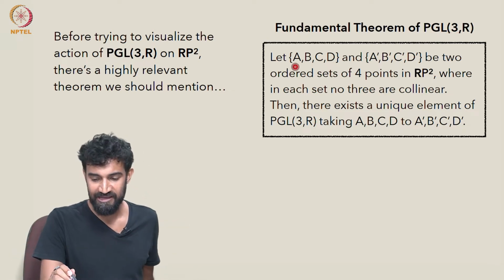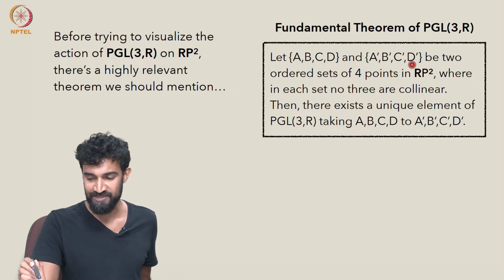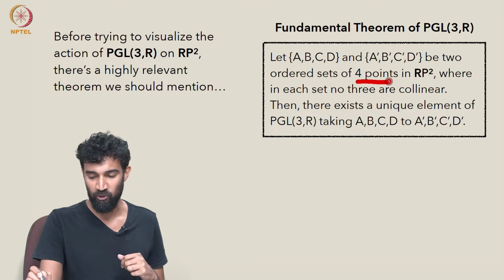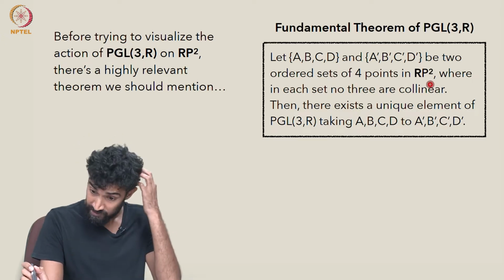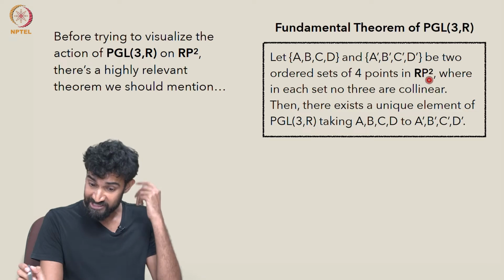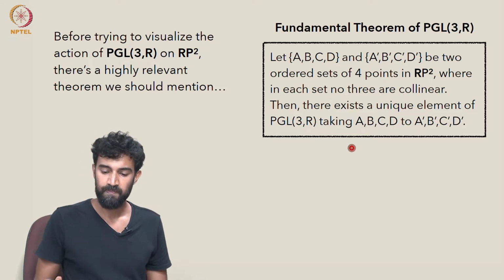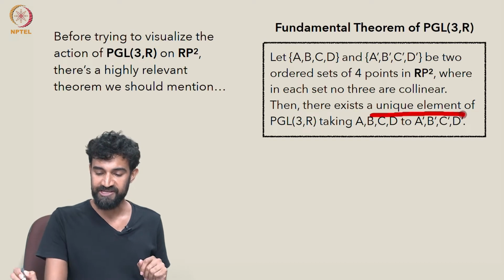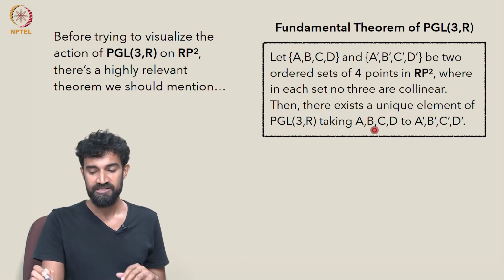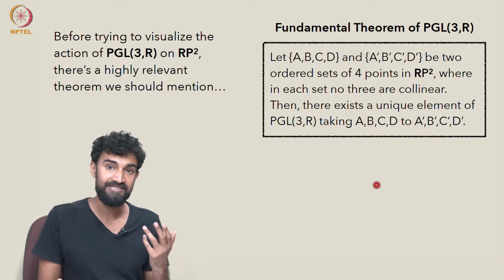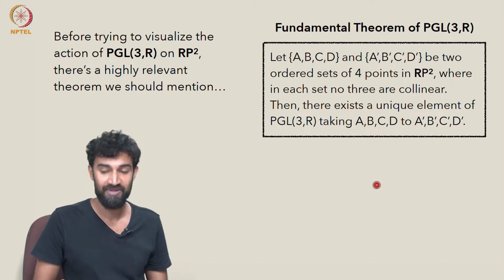if we let A, B, C, and D, and A prime, B prime, C prime, and D prime be two different ordered sets of 4 points in RP2, where in each set no 3 are collinear, then there exists a unique element of PGL3R taking A to A prime, B to B prime, C to C prime, and D to D prime.